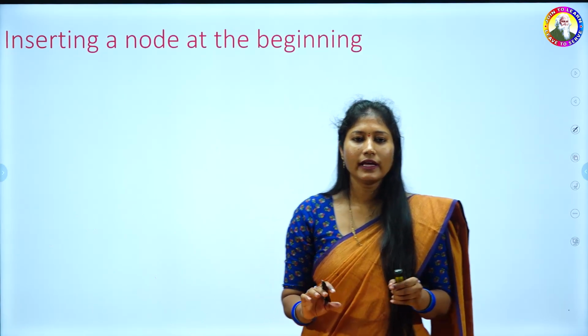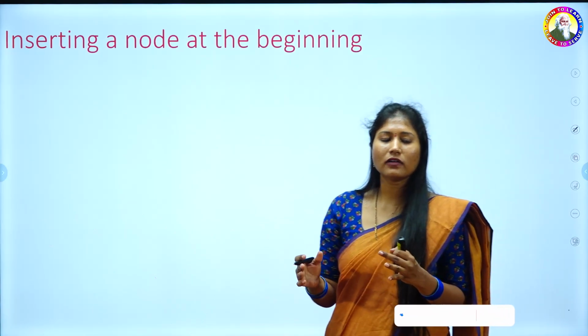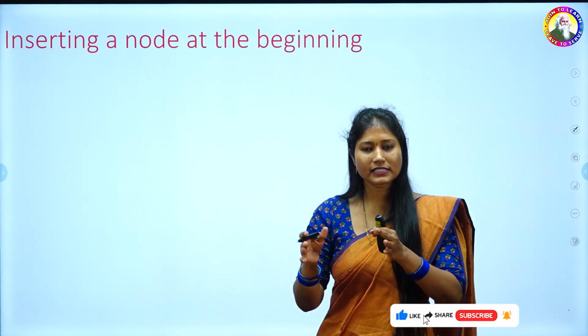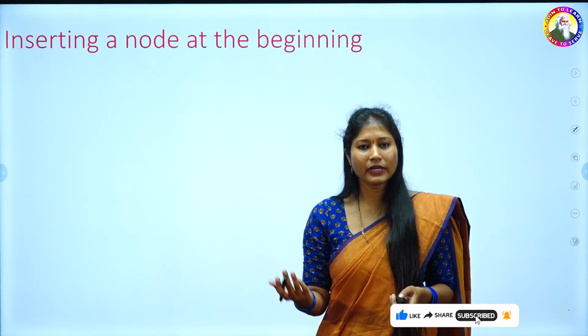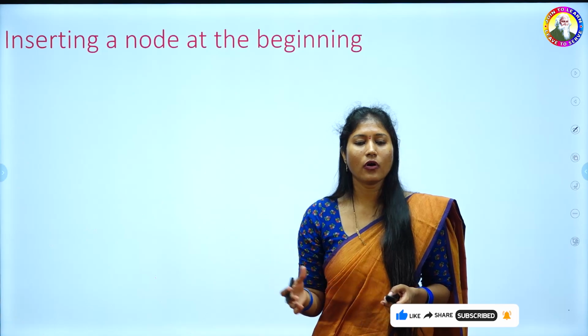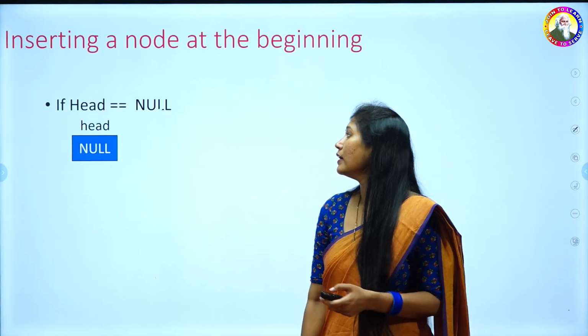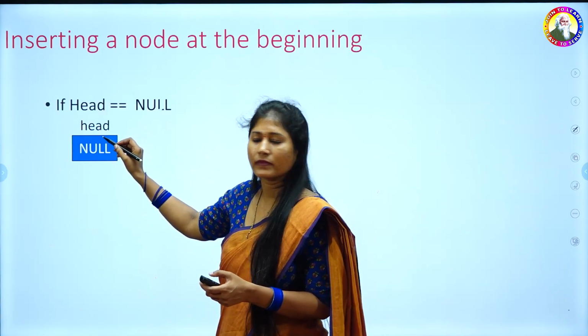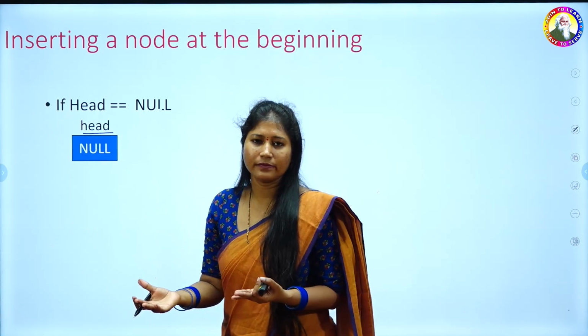Inserting a new node at the beginning in a double linked list, we have different cases. That is, if the list is empty. If the list is empty, how are we going to check whether the list is empty or not? If head equal to null. If head equal to null, the list is empty.